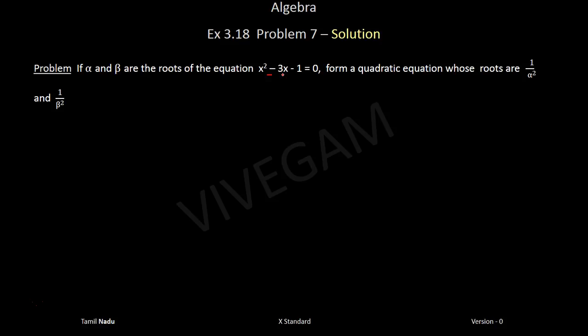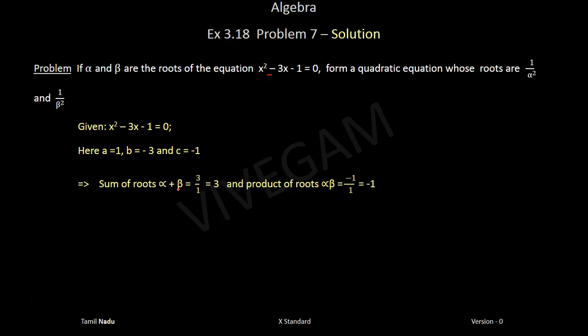Okay, so once you calculate the sum of the roots and the product of the roots, you can substitute in the equation x square minus sum of the roots into x plus product of the roots equal to 0, which will give you the required equation. Okay, so let's do this. In this case, a equal to 1, which is the coefficient of x square, b is the coefficient of x, that is minus 3, c is the constant term, which is minus 1. Now the sum of the roots, alpha plus beta, is minus b by a, so that will become minus of minus 3 divided by a, which is 1, so it's 3, and the product of the roots is c by a, right? So that is minus 1 by 1, that is minus 1.